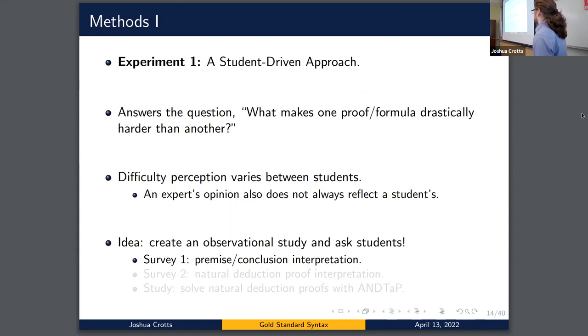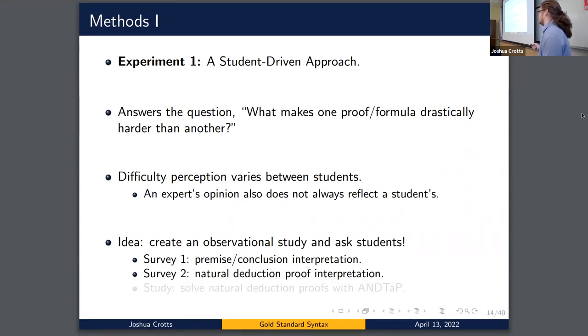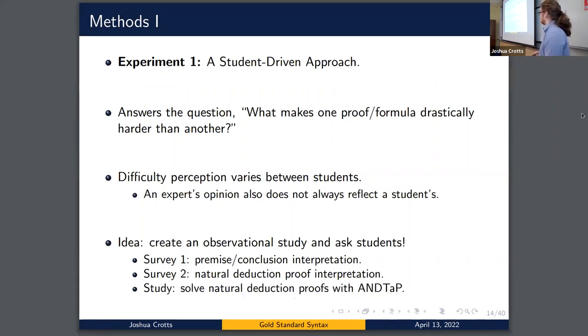So that's what we did. We created two surveys and a study. Well, it's all one study, but three parts to it. First is a premise and conclusion interpretation survey. Second is a natural deduction proof interpretation survey. And the third is they actually had to solve natural deduction proofs with our system, ANTAP.